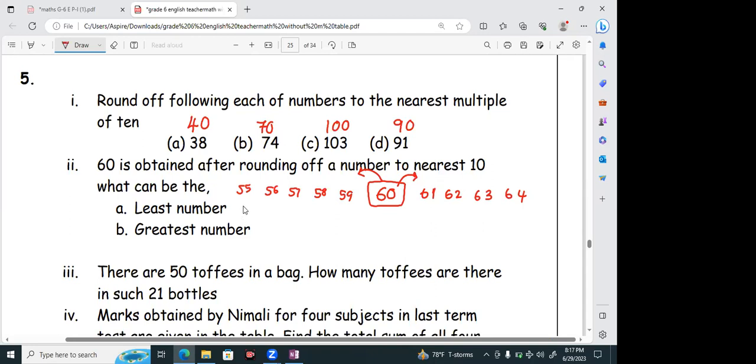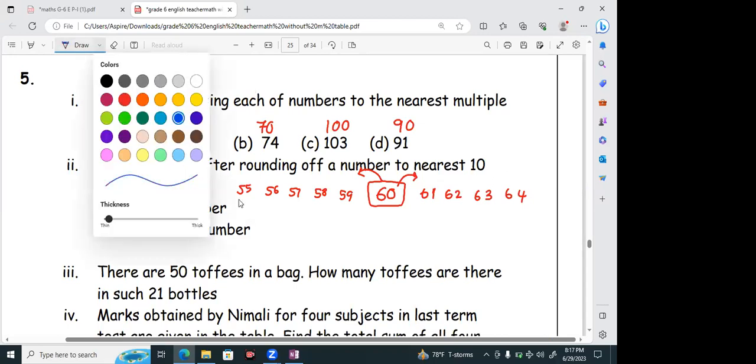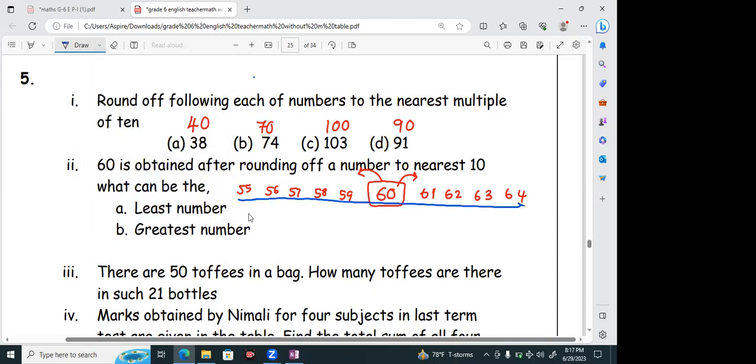Then what is the least number it can be? To obtain 60, among these, who is the least one? Who is the minimum? 56. No, 55, no? The least number is 55. Greatest number? 64.